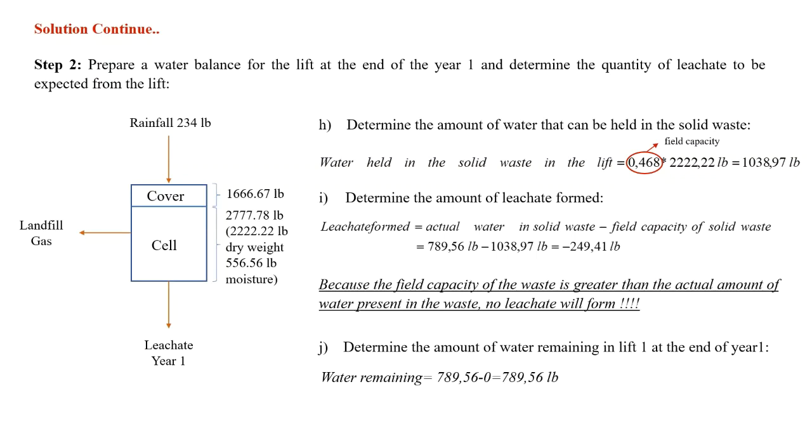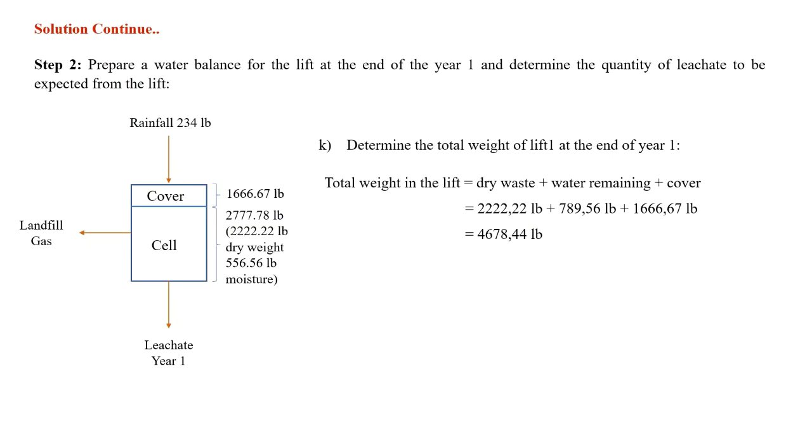And actually, the negative sign given in the following equation means that. Therefore, it is concluded that there is no leachate formation in lift 1 at the end of year 1. So the amount of water remaining in lift 1 doesn't change again. It is equal to 789.6 pounds. Moreover, the total weight of lift 1 at the end of year 1 is equal to, again, the summation of dry solid waste weight, all moisture content, and the cover material weight. And actually, this is the end of step 2.